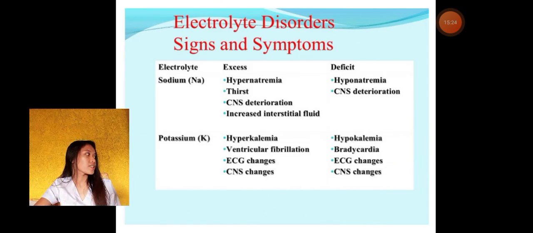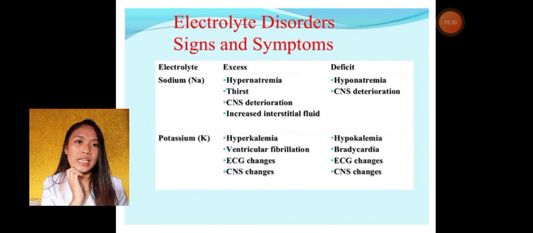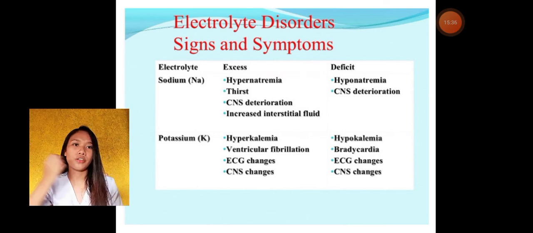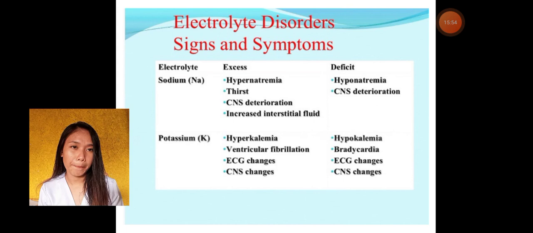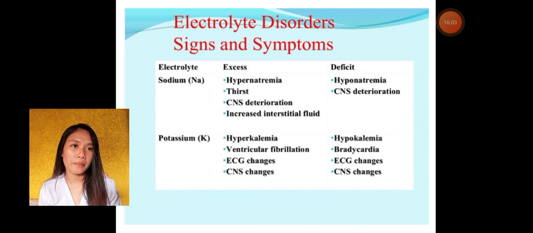Electrolyte disorders, signs and symptoms. Sodium excess will cause hypernatremia: thirst, CNS deterioration, increased interstitial fluid; and deficit, hyponatremia: CNS deterioration. Potassium excess will cause hyperkalemia: ventricular fibrillation, ECG changes, CNS changes, or central nervous system changes; hypokalemia: bradycardia, ECG changes, CNS changes.